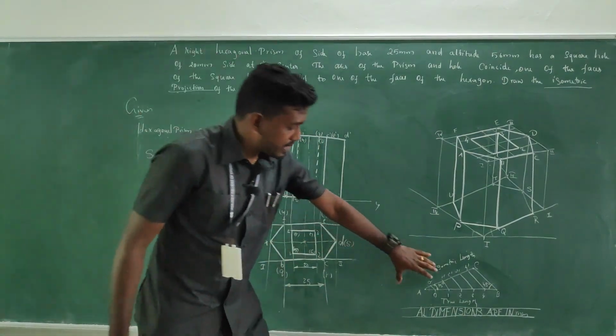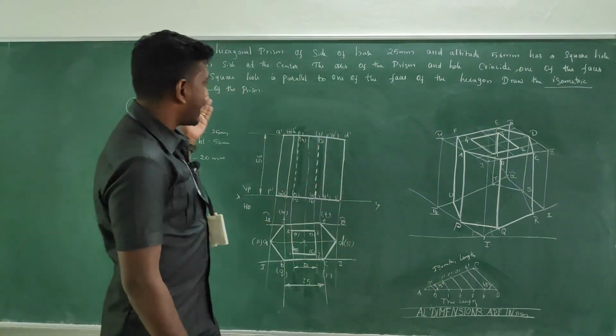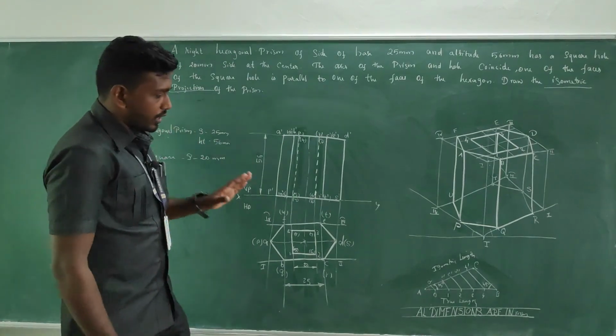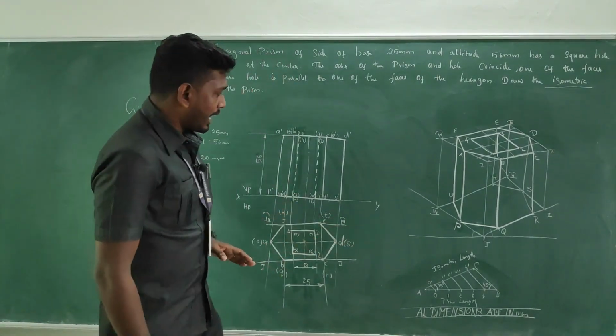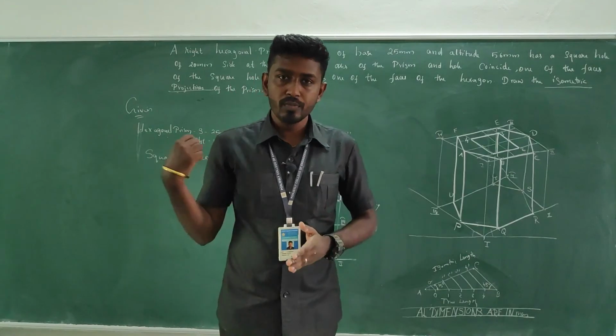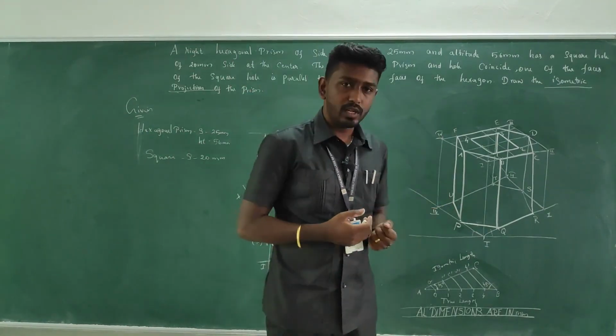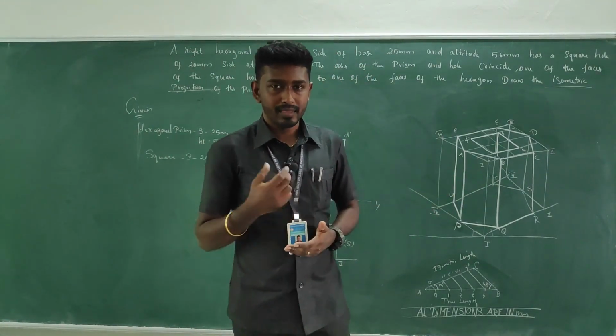Okay. So this is the representation of what? Isometric projection scale. I hope you understood how to draw the three-dimensional diagram. Okay. Thank you so much.